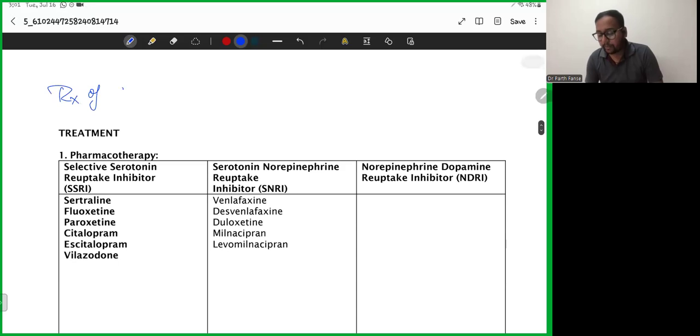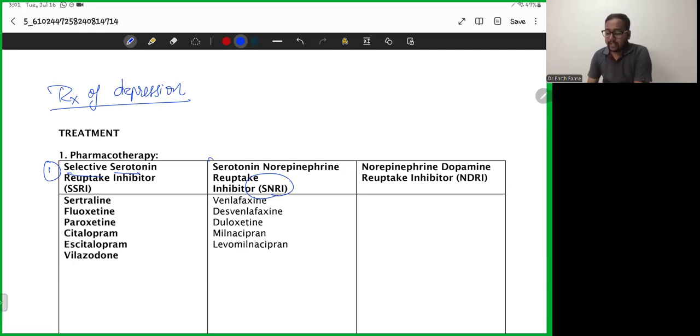For the treatment of depression, we are going to talk about antidepressants. Antidepressants are further differentiated into three groups. The first one is SSRI, the second one is SNRI, and the third one is NDRI. In the table I have mentioned some drugs. For SSRI: sertraline, fluoxetine, paroxetine, citalopram, escitalopram, and vilazodone. For SNRI: venlafaxine, desvenlafaxine, duloxetine, milnacipran, and levomilnacipran. Okay, we'll talk about NDRI. I'm mentioning some drugs which are most important in pharmacology and also in psychiatry.